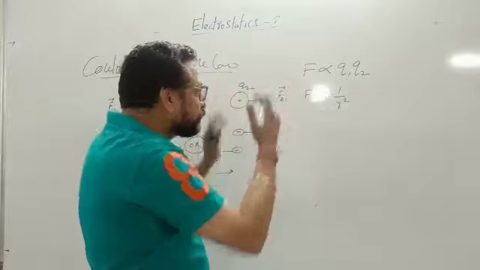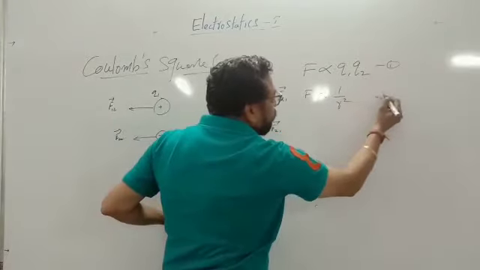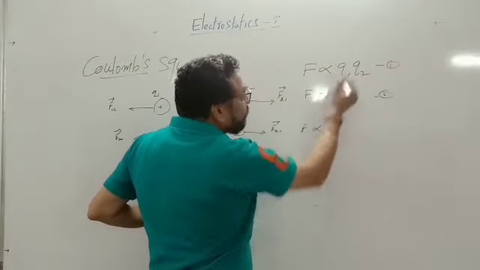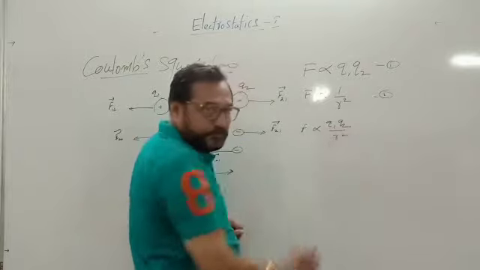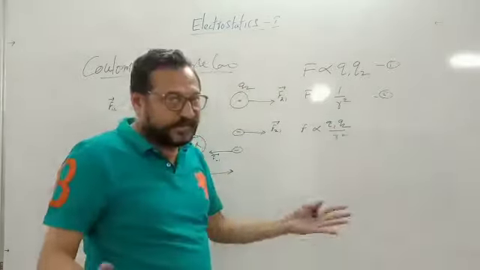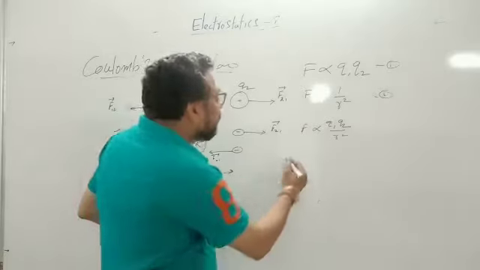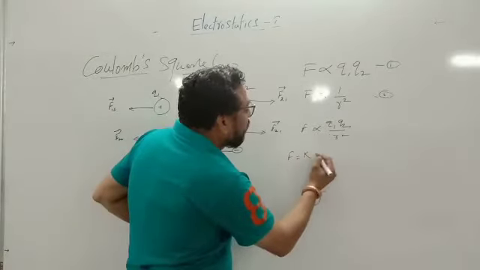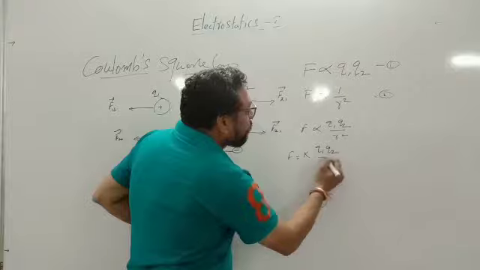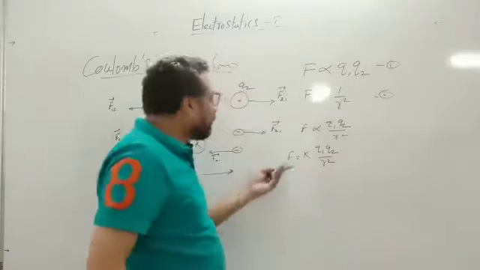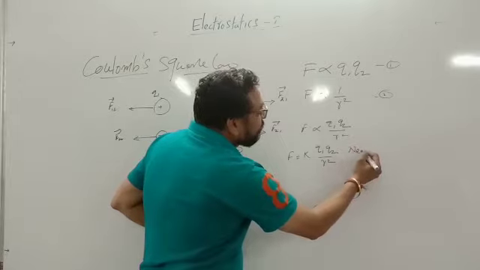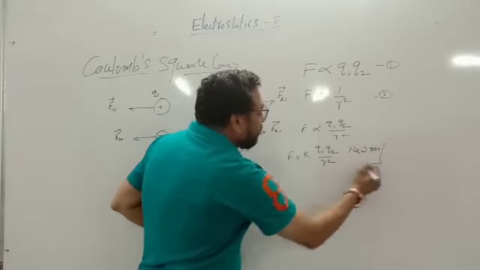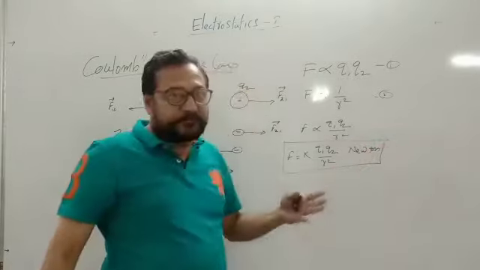On the basis of these two conclusions, 1 and 2, we get F is directly proportional to Q1 Q2 upon R square. And the proportionality sign is always replaced by a constant. Then F is equal to K Q1 Q2 upon R square. And force is always measured in Newton in the SI system.